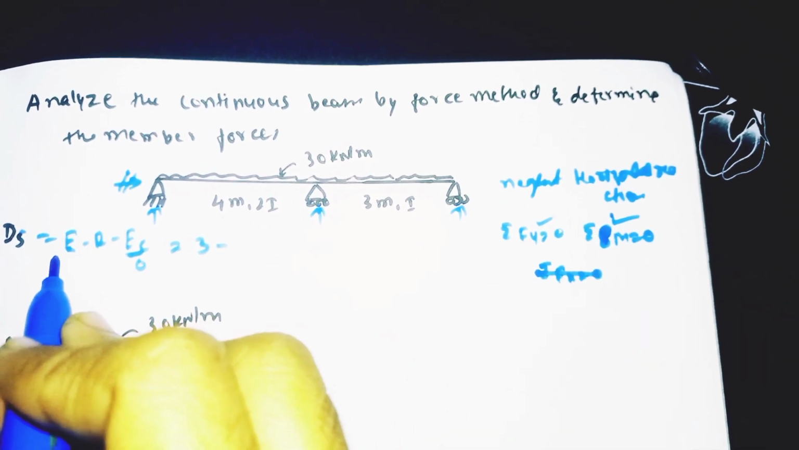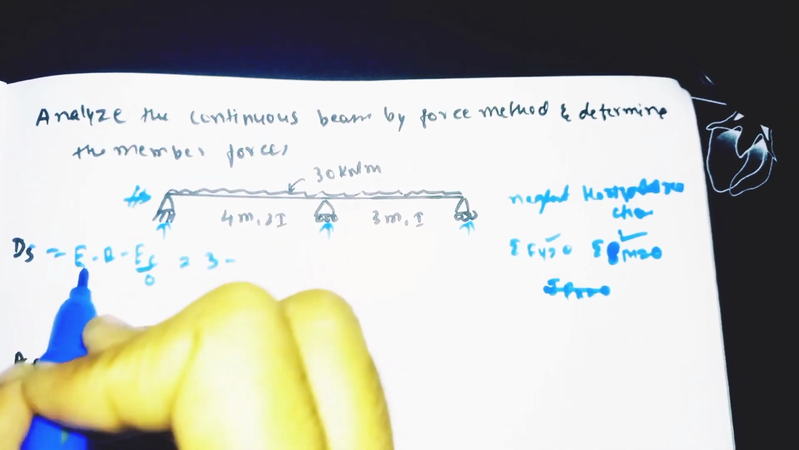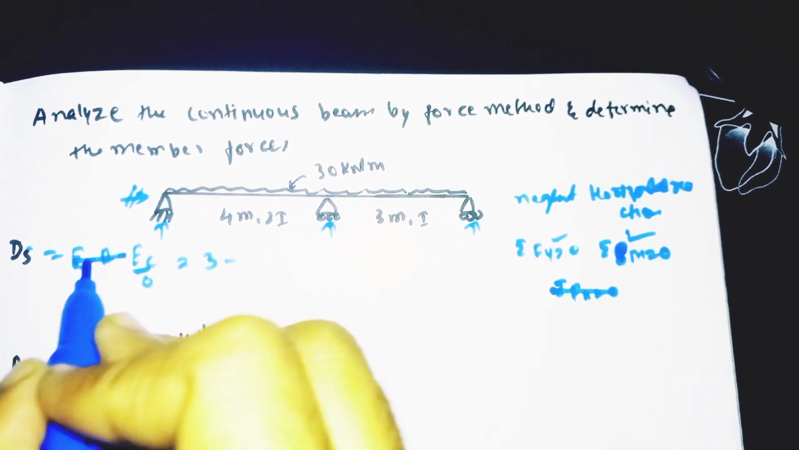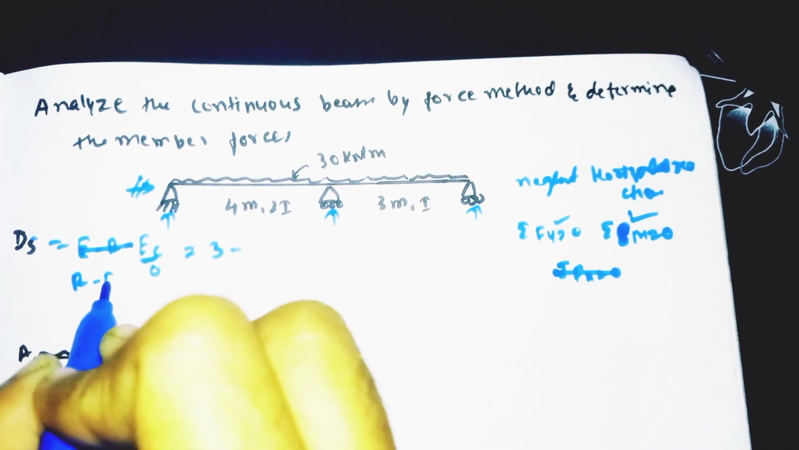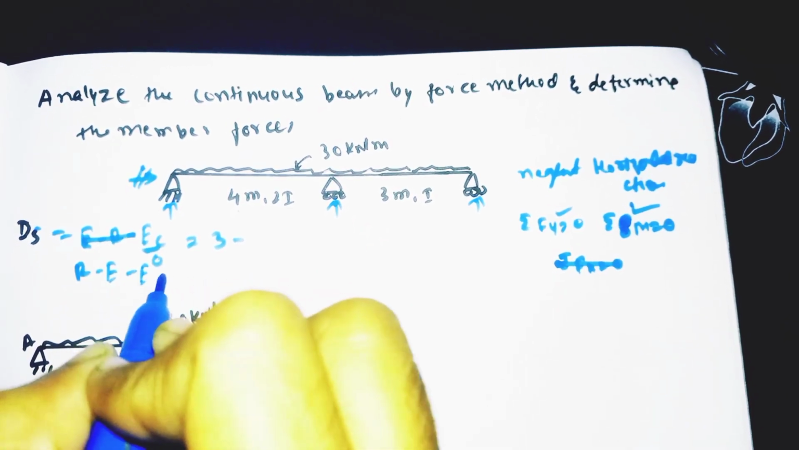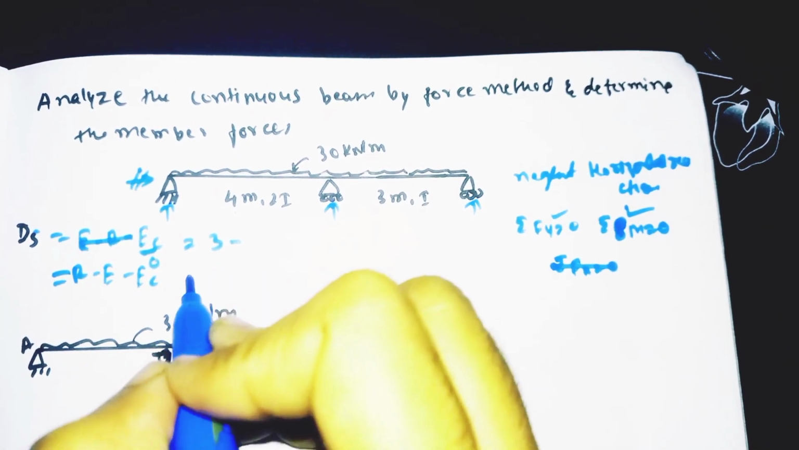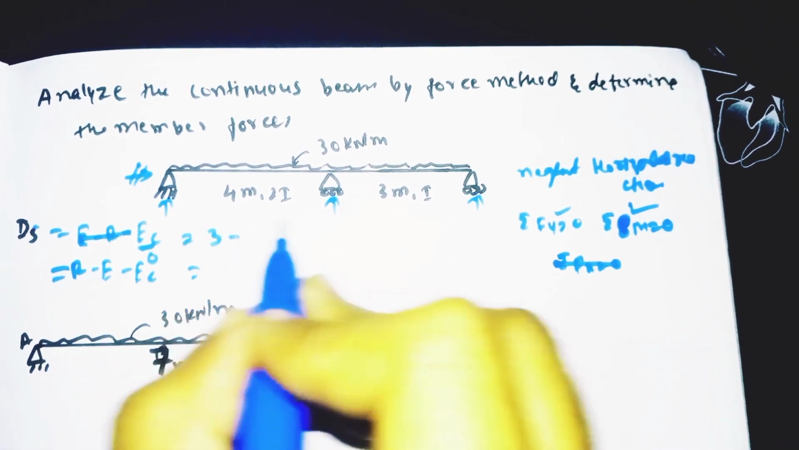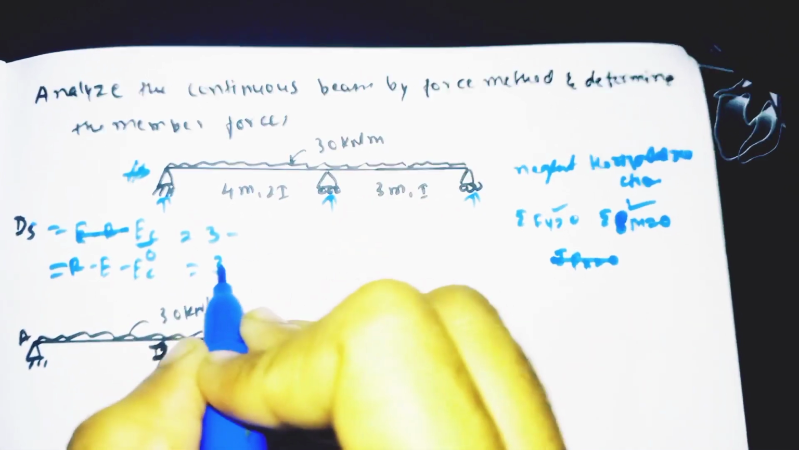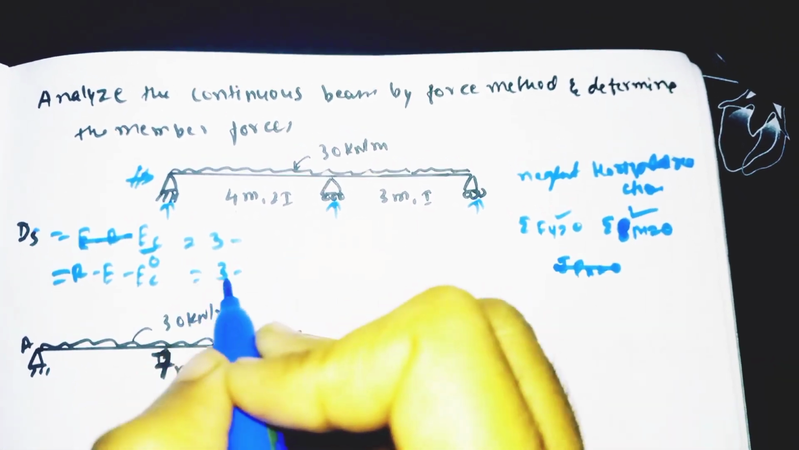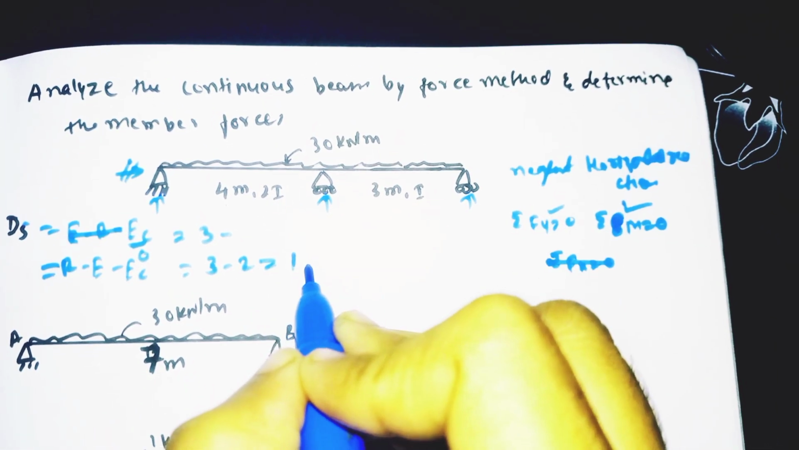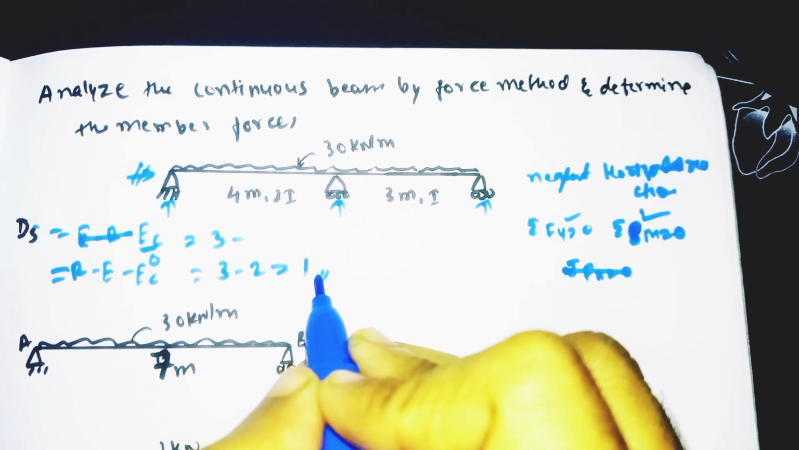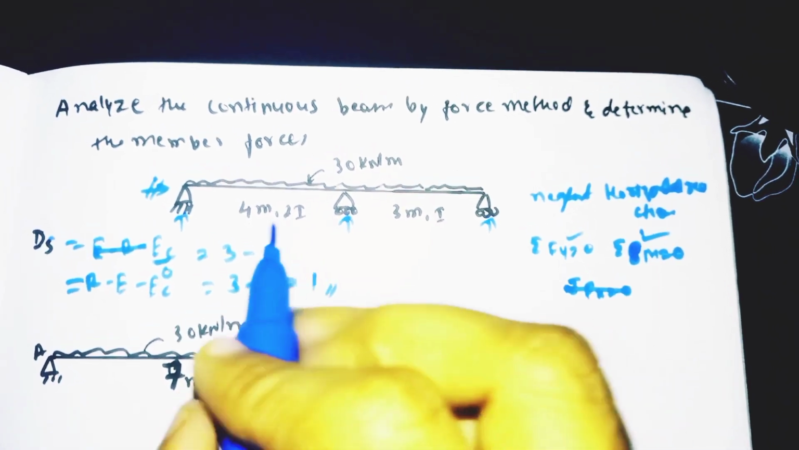So the formula is, sorry, I have written it wrong. I will write it here. The formula is R minus E minus EC. So EC is 0. So the number of reactions is 3. The equilibrium equations are 2. So 3 minus 2 becomes 1. So 1 means the number of redundants we need to release in this structure.